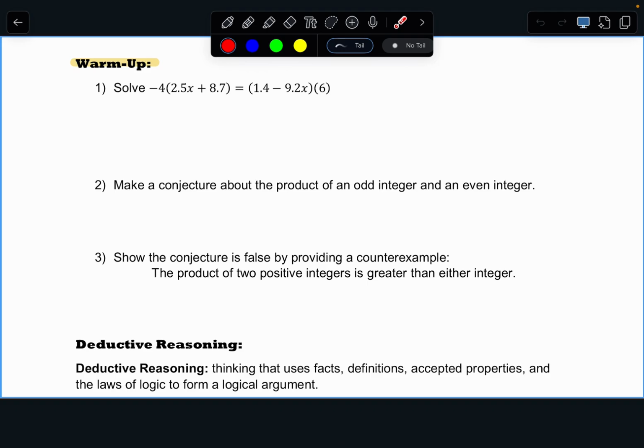On this first one, focus, boys. What should I do on the left-hand side? Multiply everything. Yeah, distribute. Do we all remember that word distribute? We'll talk more about it this week. But distribute that -4. So -4 times 2.5 is 10. And -4 times 8.7 is -34.8.